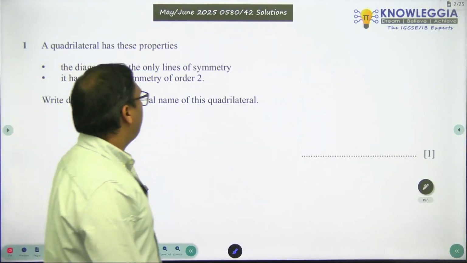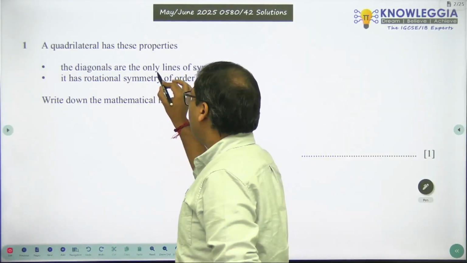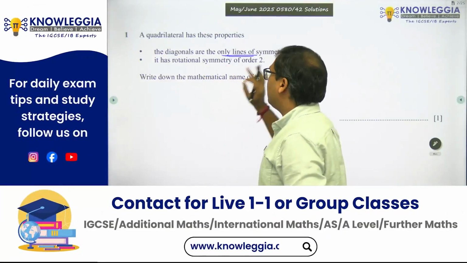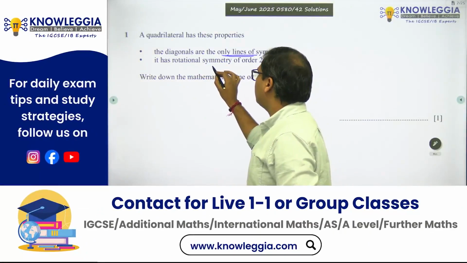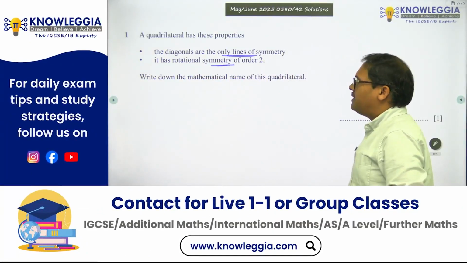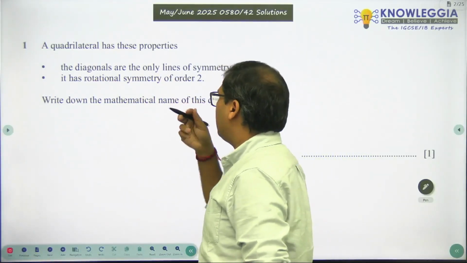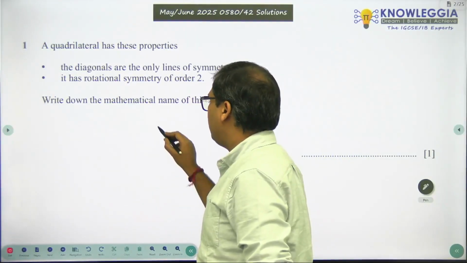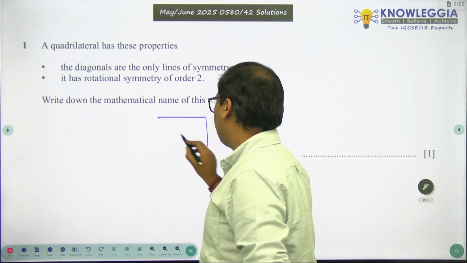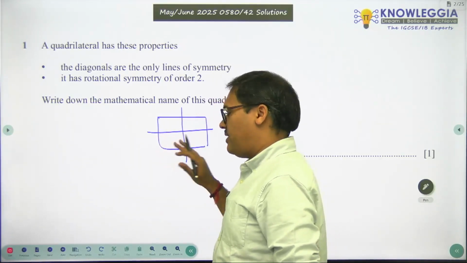A quadrilateral has the following properties. The diagonals are the only lines of symmetry, and there is a rotational symmetry of order 2. Write down the mathematical name of this quadrilateral. So there are two diagonals which are lines of symmetry. Here you can see it cannot be a rectangle, because a rectangle has 1, 2 lines of symmetry which are not diagonal.